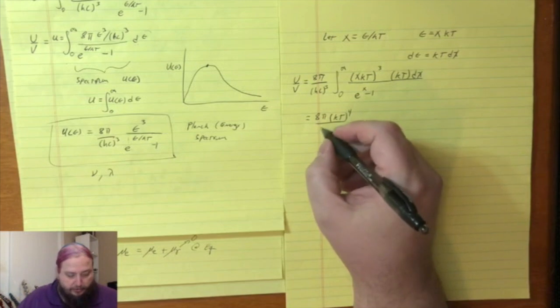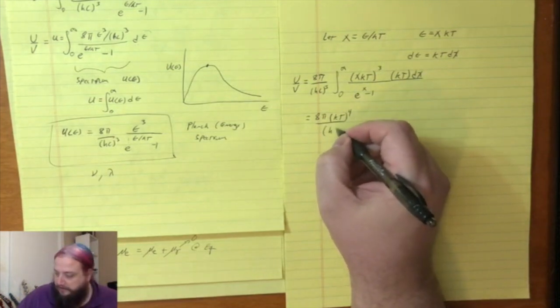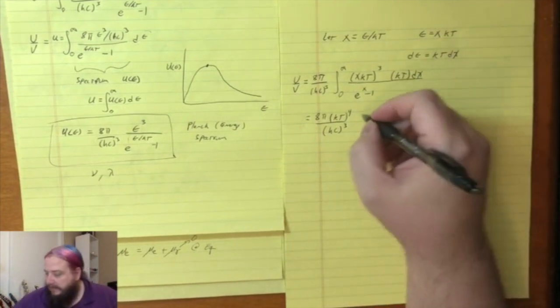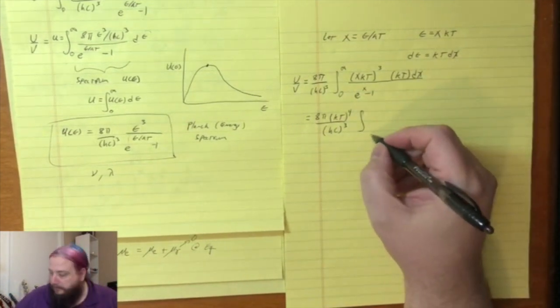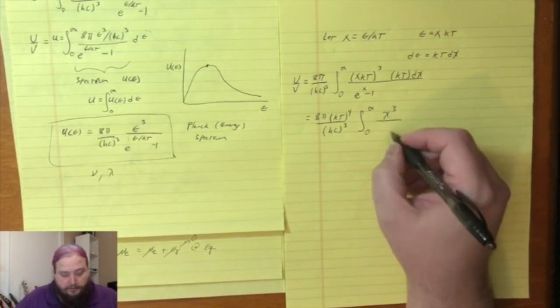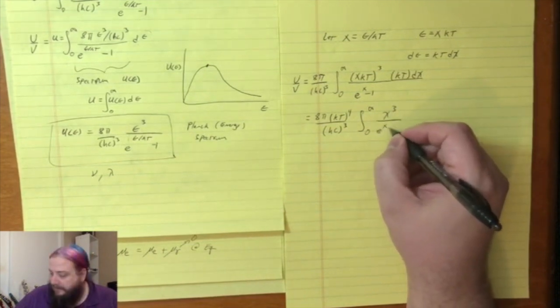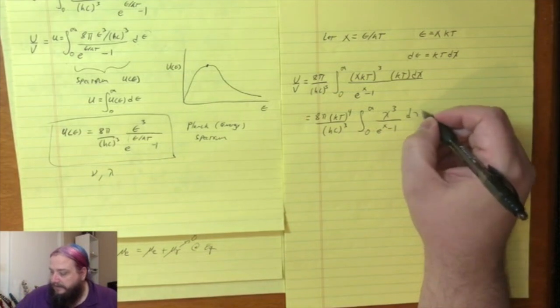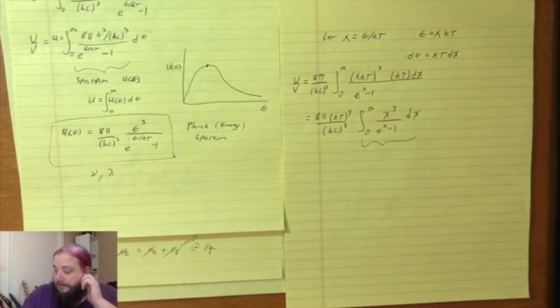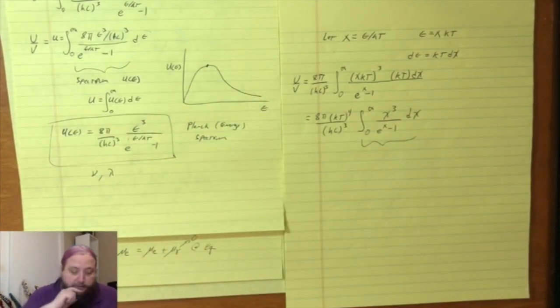And three factors of hc on the bottom still. And now our much simpler integral, 0 to infinity of x cubed over e to the x minus 1 dx. Again, you can go look in Appendix B. There's a nice solution for this, or you can look it up, or you can plug it into a numerical integrator.